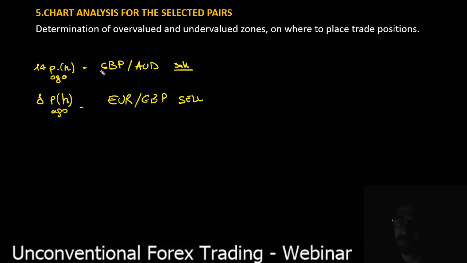Notice that here we sell GBP Aussie, so GBP is weak and Aussie is strong. 14 hours ago, 8 hours ago, the weak is the Euro and the strong is GBP.